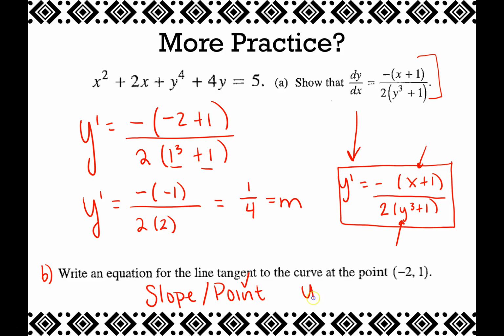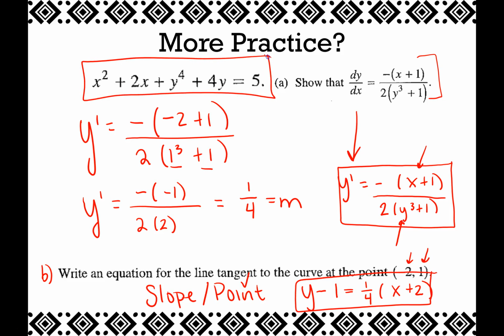All right, so what's my final answer? Well, it's going to be y minus y1, so that's going to be 1, equals a slope of 1/4, and then x minus minus 2, or x plus 2. And that is the equation of the tangent line at that point for this function right here, which is written implicitly and not explicitly like we're used to.